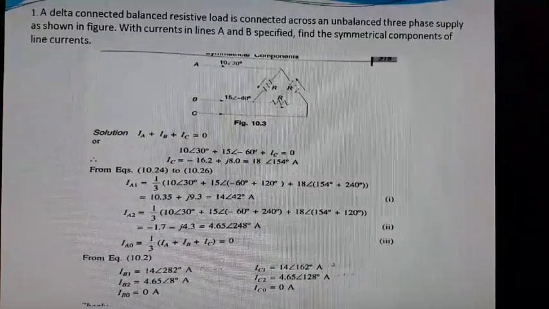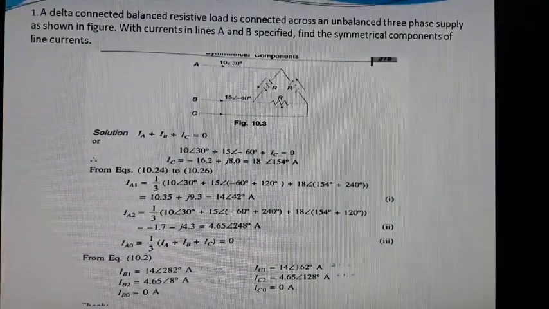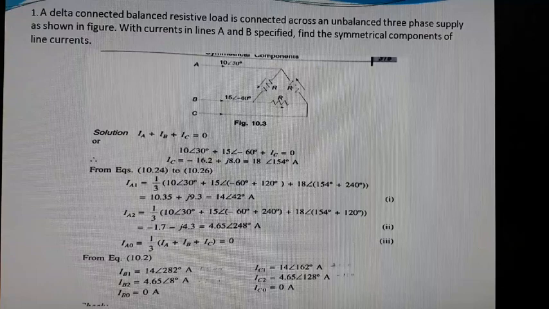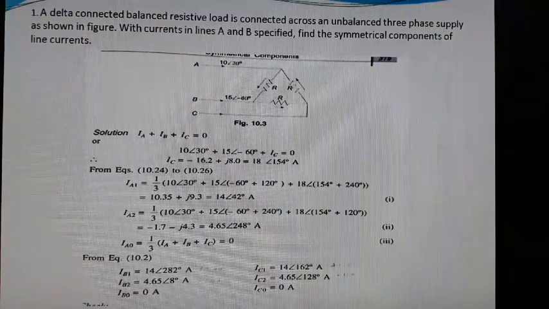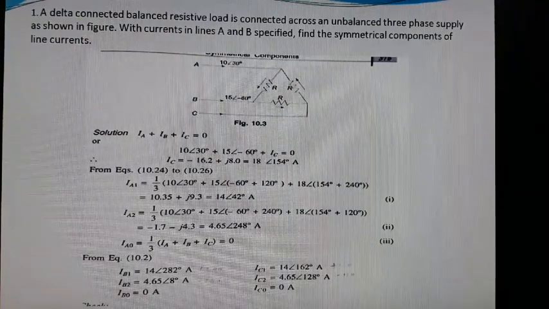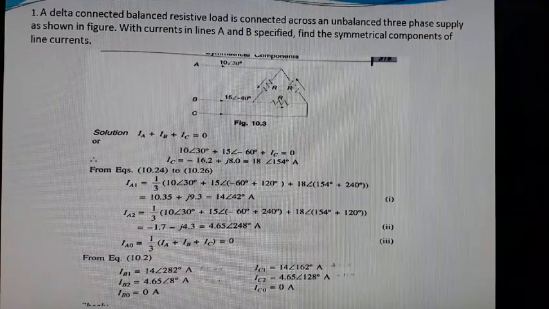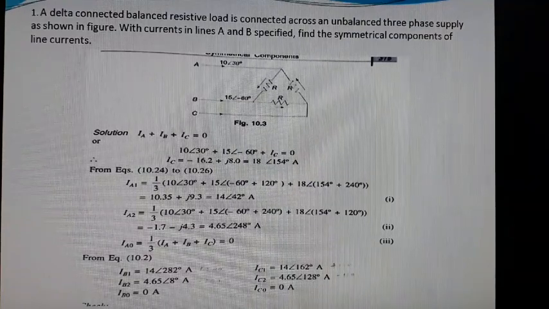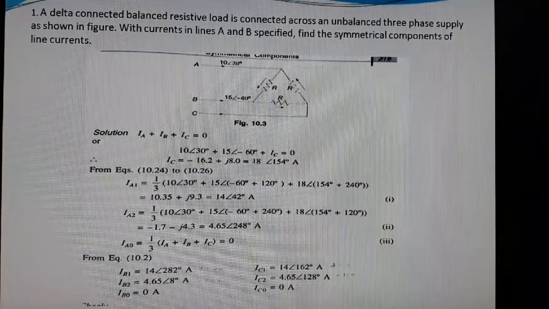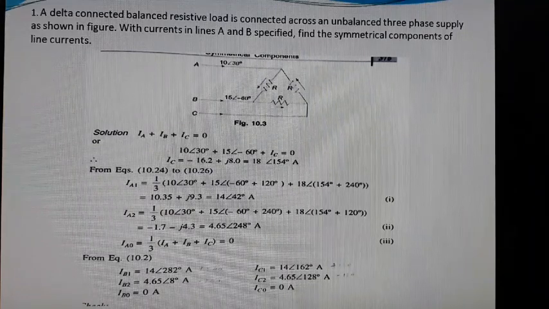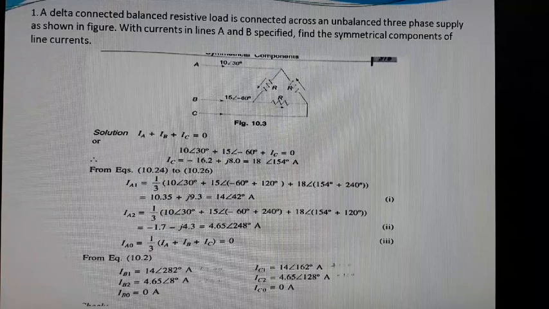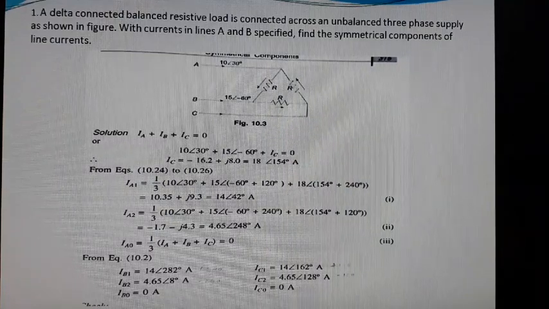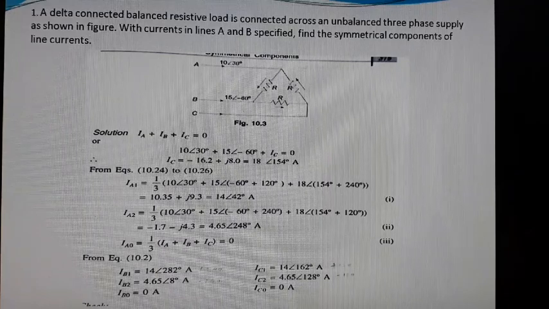Next, take another example. A delta connected balanced resistive load connected across an unbalanced three-phase supply as shown in the figure, with currents in the lines A and B specified. Find the symmetrical components of the line currents. Here a delta connected resistive load is supplied from an unbalanced three-phase supply.